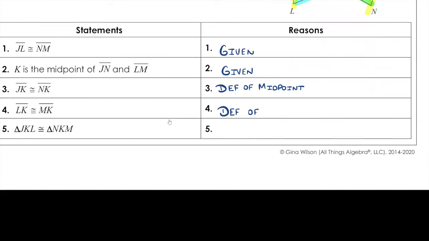And then lastly, how do we know JKL is congruent to triangle NKM? So, side, side, side postulate. Yep.